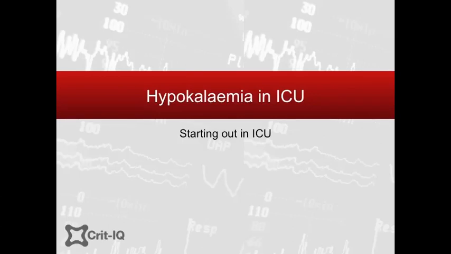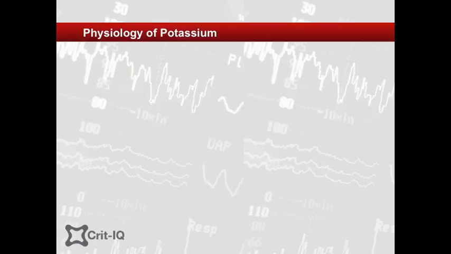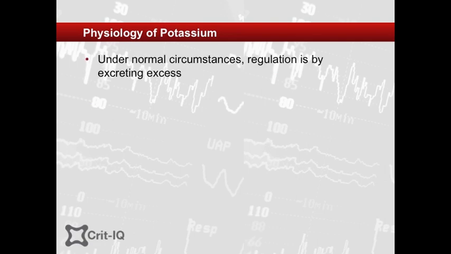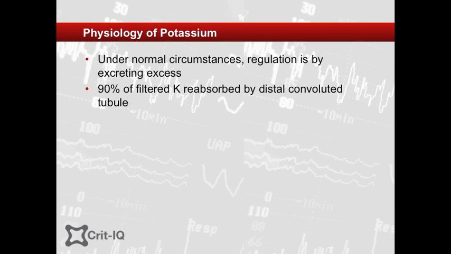Hypokalemia is defined as a serum potassium less than 3.5 millimoles per litre. Under most circumstances, more potassium is ingested than is required, so serum potassium concentrations are largely regulated by controlling the amount of potassium lost in the urine. Potassium is freely filtered by the kidney, so as much as 90% of this must be reabsorbed by the time the ultrafiltrate reaches the distal tubule. It is the regulation of the loss or retention of the remaining 10% that ultimately controls potassium levels.